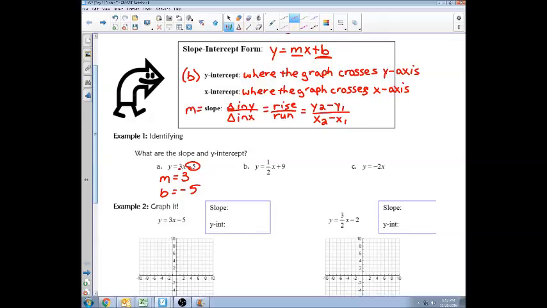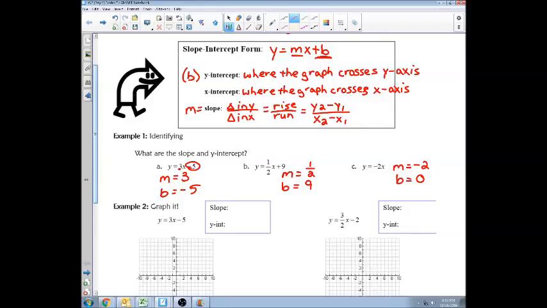Okay? In part b, my slope is what's attached to the x, so it's 1/2. My b is what's by itself, so the 9. And in c, my slope would be what's attached to the x, so negative 2. And my b value is 0 because there is not one, so I do not have to worry about the y-intercept being an actual number. I know that it will cross the y-axis at 0.